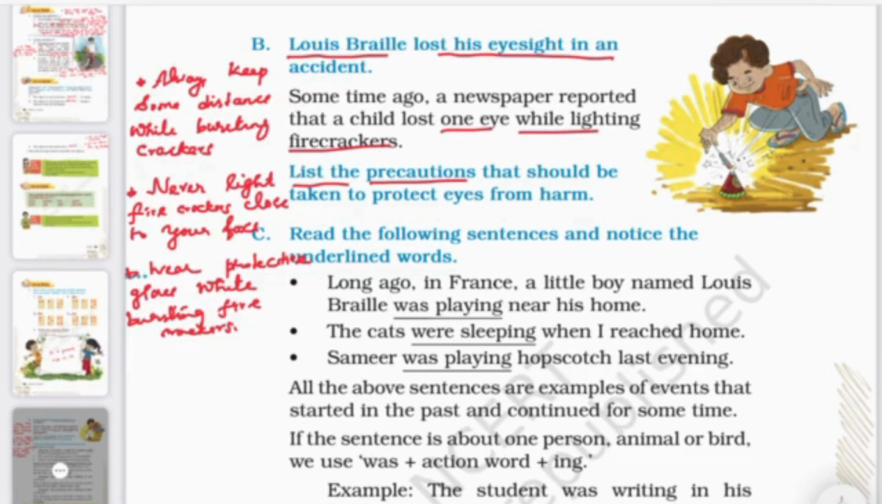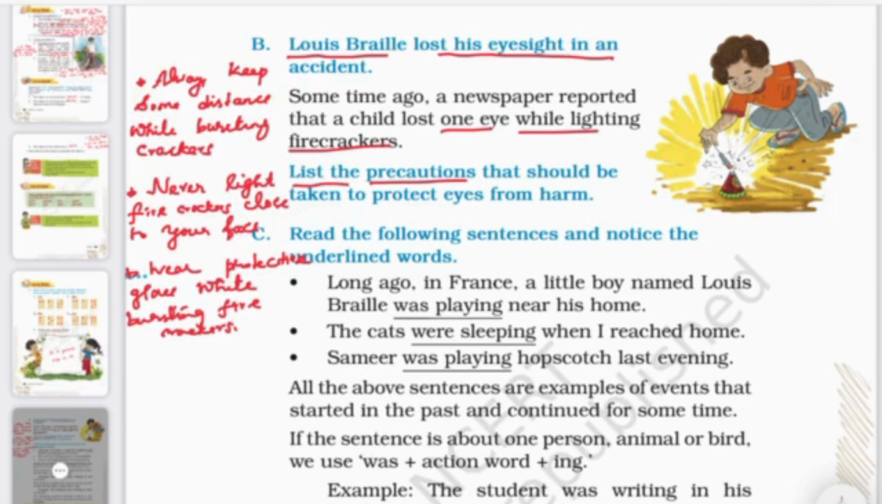So, Braille lost his eyesight in an accident. Some time ago, a newspaper reported that a child lost one eye while lighting firecrackers. List the precautions that should be taken to protect eyes from harm. The first one is always keep some distance while bursting crackers. Never light firecrackers close to your face. Third one is wear protective glass while bursting firecrackers.